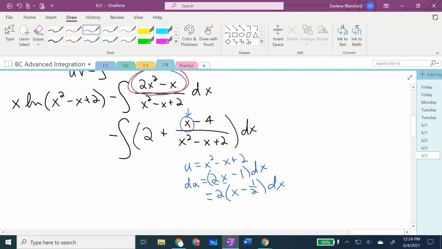So now what I know is that I want to split up x minus 4 into x minus 1/2, and then what's left over, subtracting 3.5 or 7/2, and that's how I'm going to split it up.